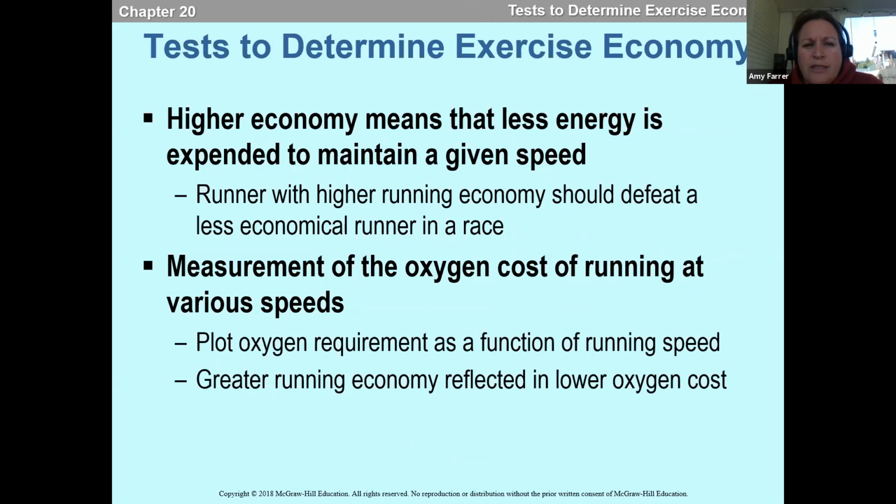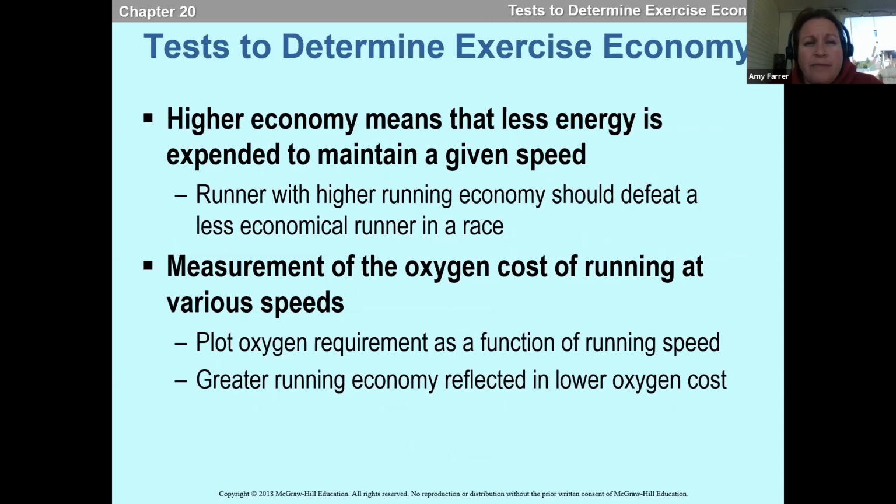How do I look at exercise economy? Higher economy means less energy is expended to maintain a given speed. If we look good running, we should be able to run longer and use less; it should be less work to run long. So anybody with a higher running economy should defeat a less economical runner. It just should.